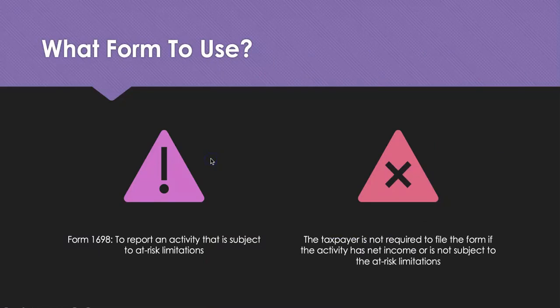So what form to use? Of course, we always want to report any activity, so we would be using Form 6198 to report an activity that is subject to at-risk limitations, but the taxpayer is not required to file the form if the activity has net income or is not subject to at-risk limitations.